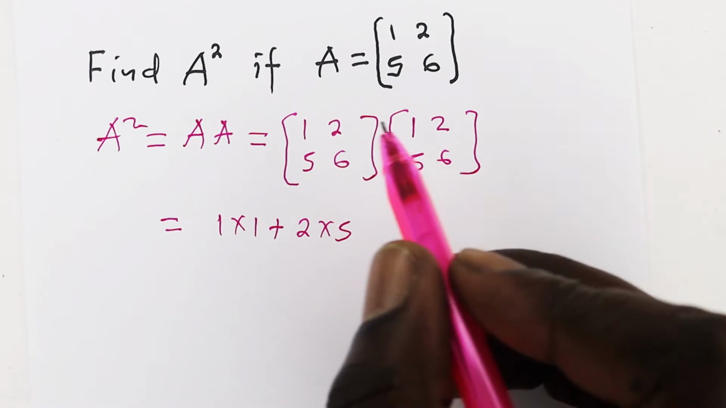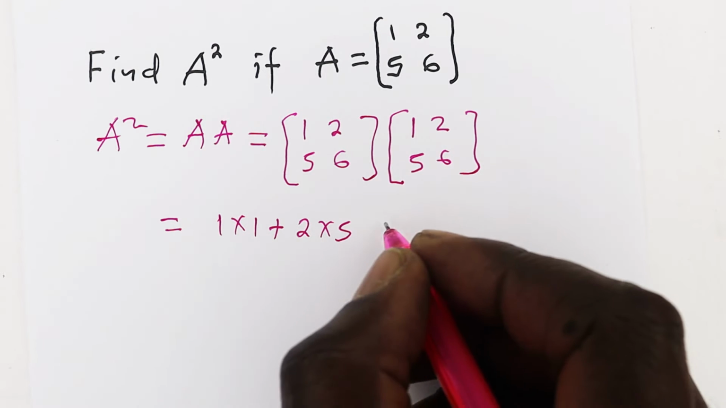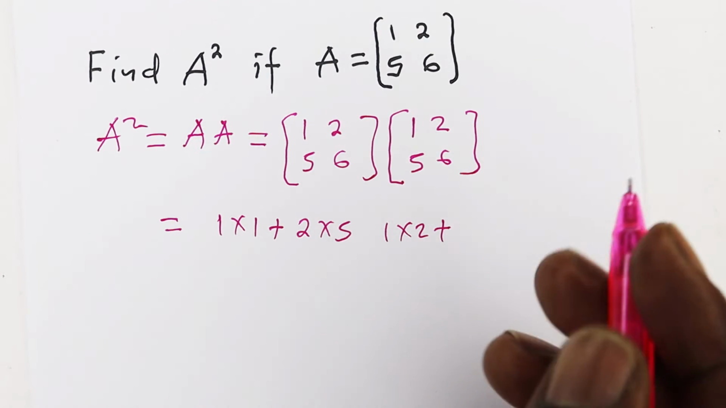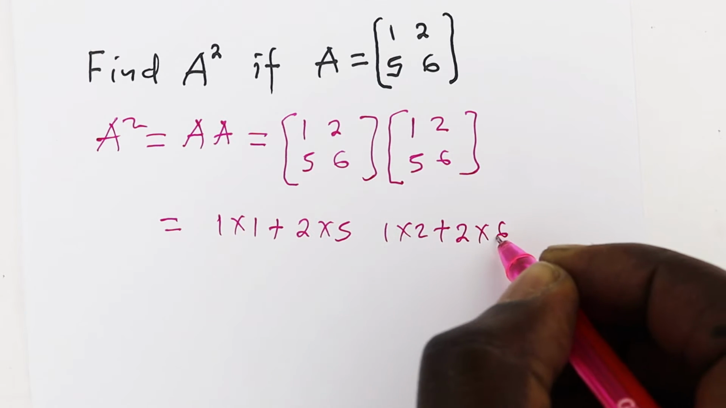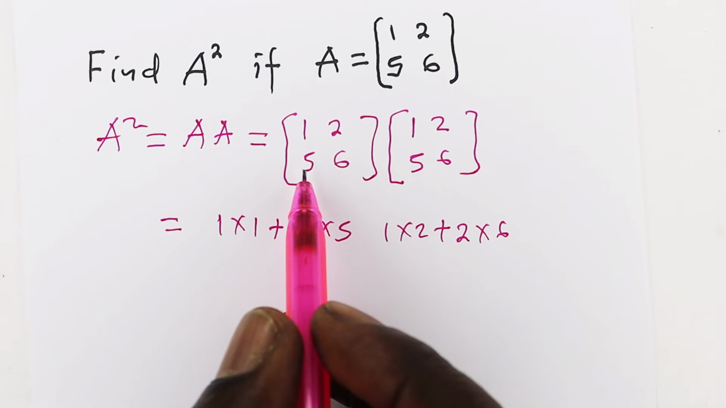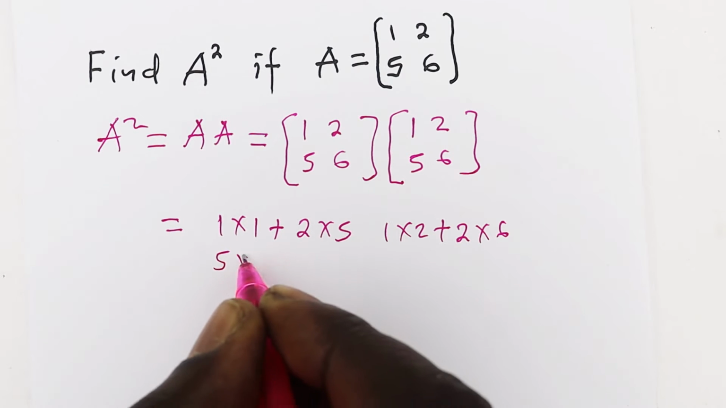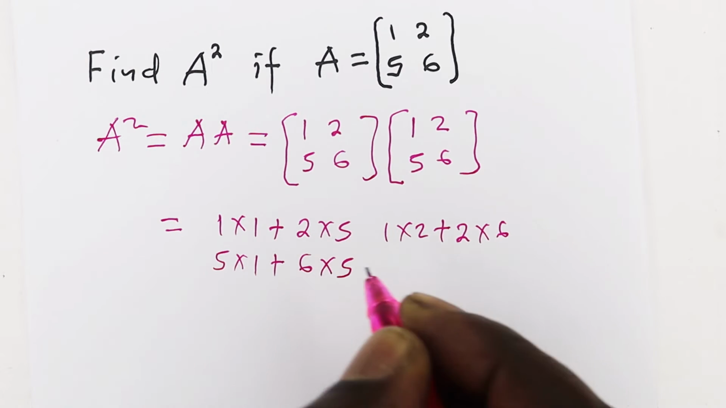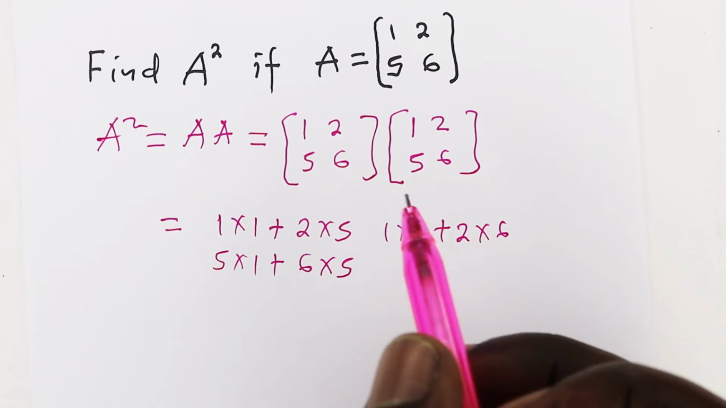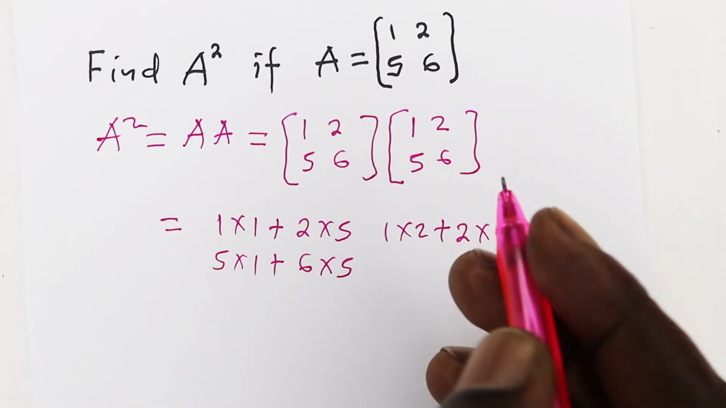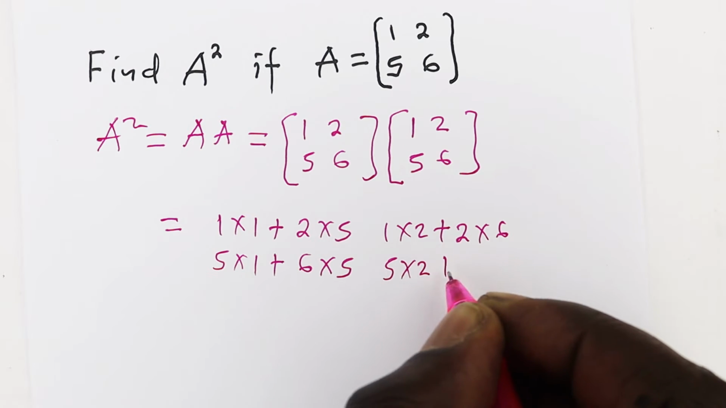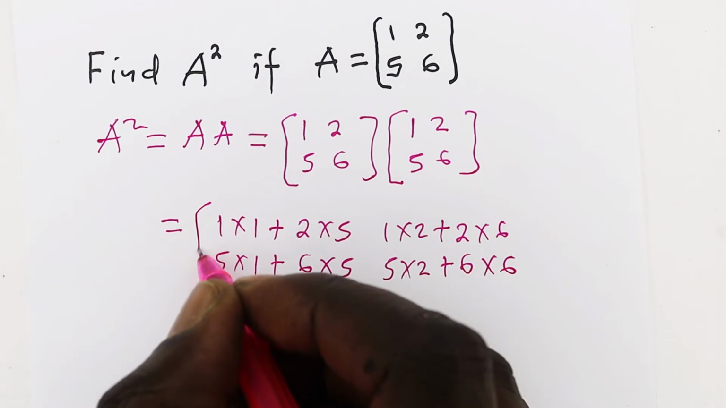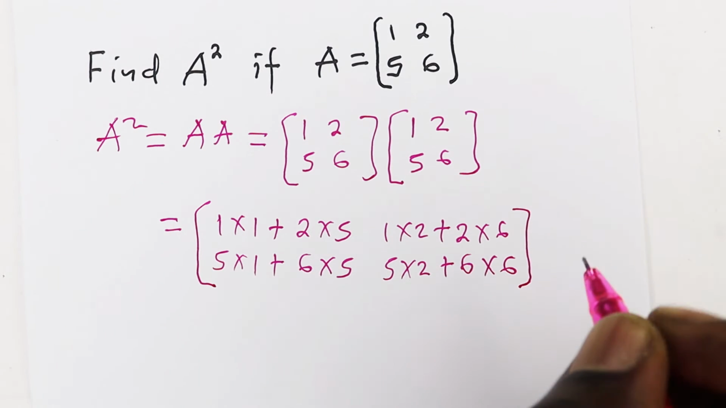Then for the second column, we're going to have 1 times 2 plus 2 times 6. Then we're going to have 5 times 1 plus 6 times 5. Then the next column, we're going to have 5 times 2 plus 6 times 6. So that is a matrix.